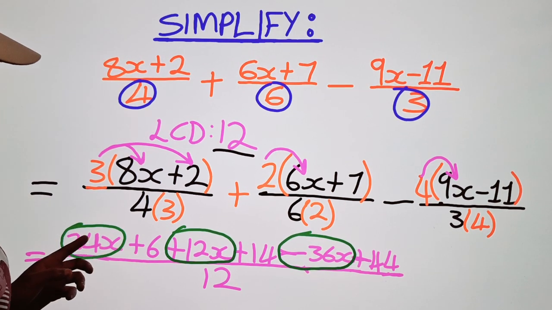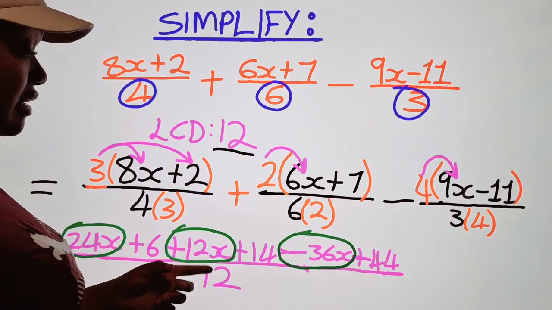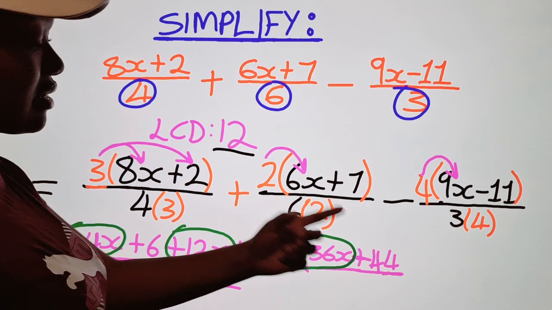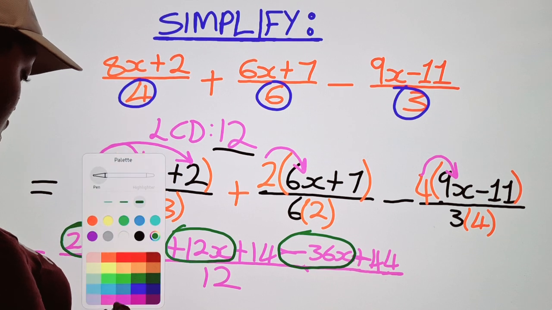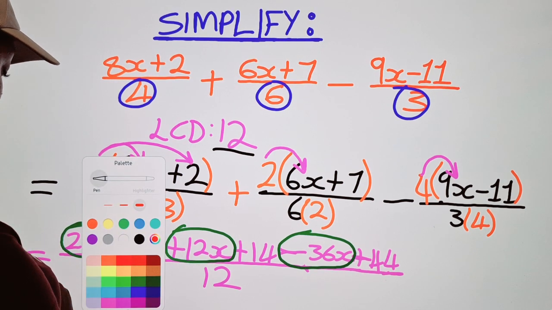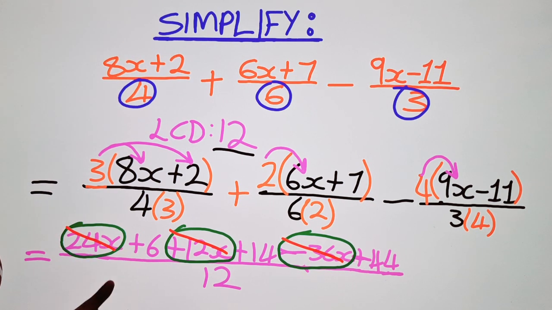So we say 24x plus 12x. 24 plus 12 is 36. So we're going to have 36x. Then 36x minus 36x is 0. So what happens is that they cancel each other. When we add them, they equate to 0. Okay? Then what we are left with is the numbers.